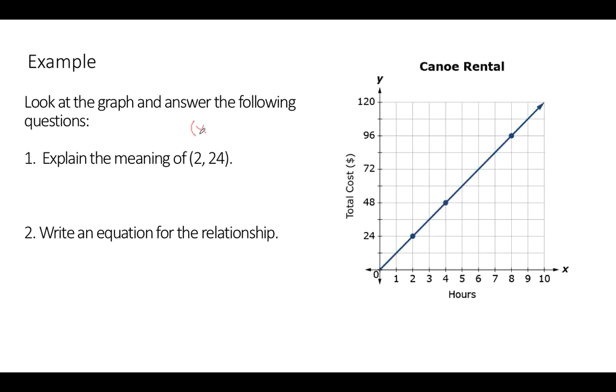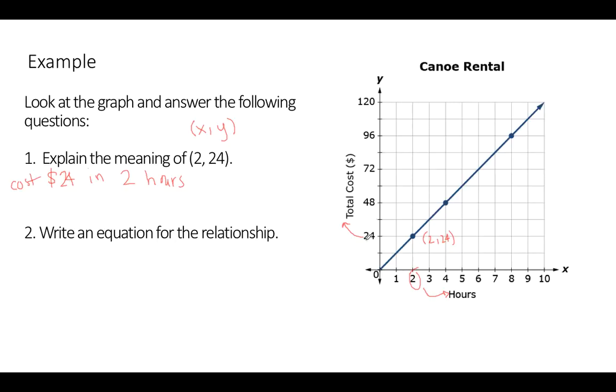Remember, any ordered pair is always written as (x, y). So when I go look, here's my x is 2 and my y is 24. So I have to look at what does this point mean in context. Well, if I look, the 2 is representing the number of hours and the 24 is representing the total cost or the money. So I can simply say that the meaning of (2, 24) is that it's going to cost $24 in 2 hours. And that's as basic as it gets.